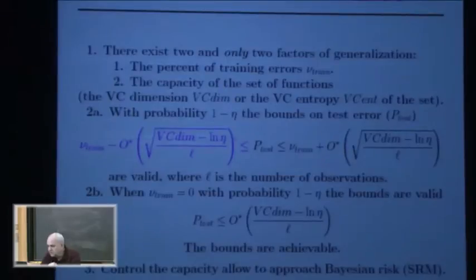One factor is the number of training errors. When you pick your function, how many training errors on your observations are you making? Training errors, you mean labeled samples? Yeah. Labeled samples. Right. Do you know standard machine learning theory? Of course not.